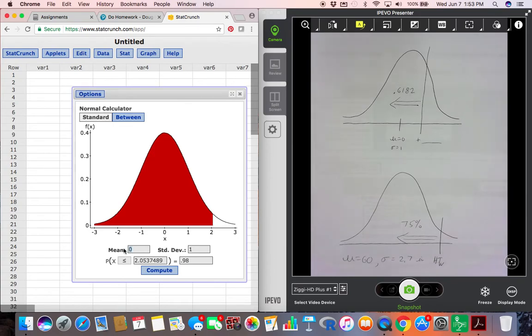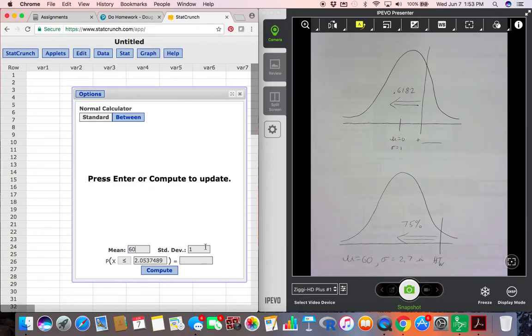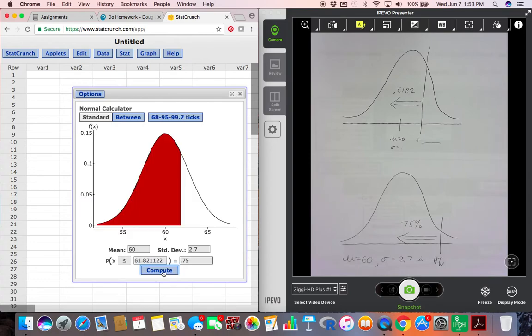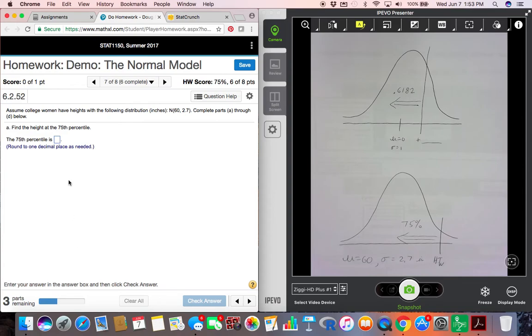So mean is 60, standard deviation is 2.7. We want less than, but we want our area to be 0.75. So essentially what we're finding here is Q3. So 61.82. Okay, just one place.